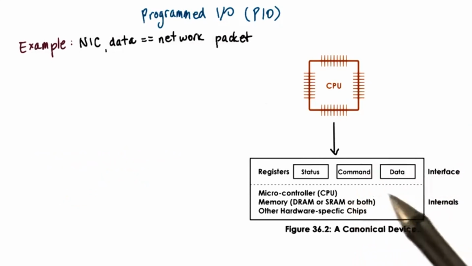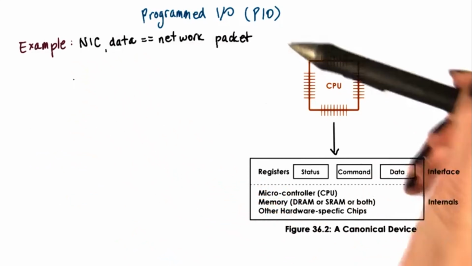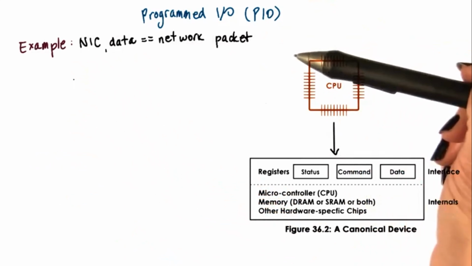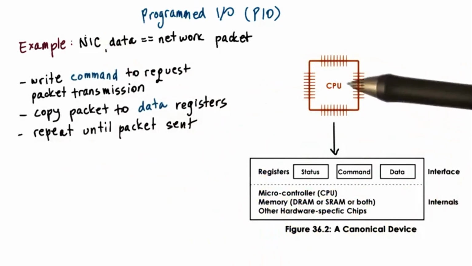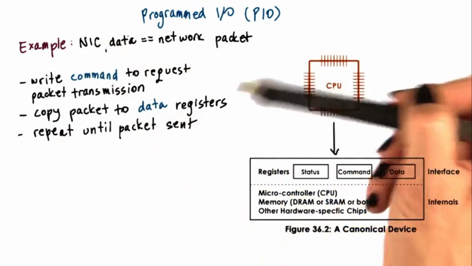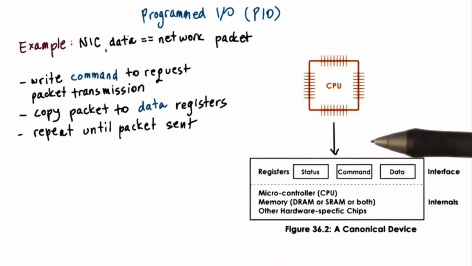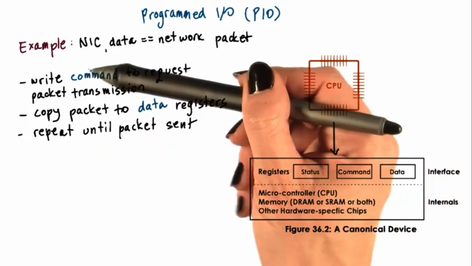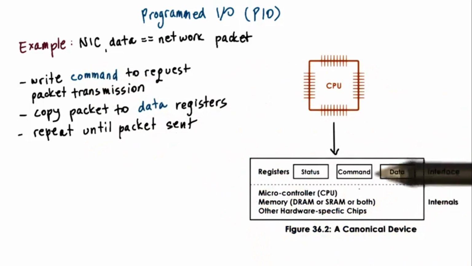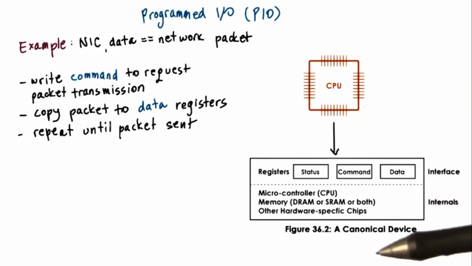For instance, let's look at a network interface card, or a NIC, as a sample device that's accessed via programmed I/O, or PIO. Here, in the NIC case, when a process running on the CPU wants to transmit some data that has been formatted into a network packet, the following steps need to take place. First, the CPU needs to write to a command register on the device, and this command needs to instruct the device that it needs to perform a transmission of the data that the CPU will provide.